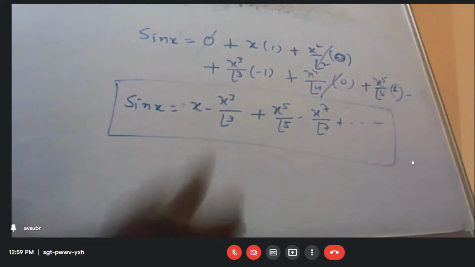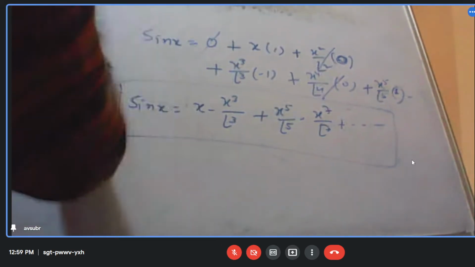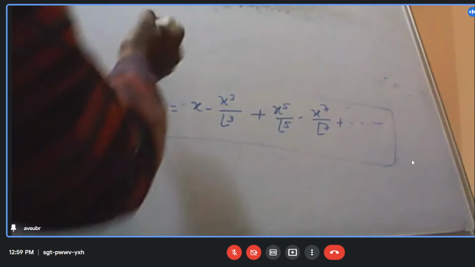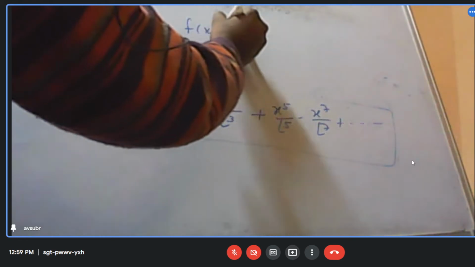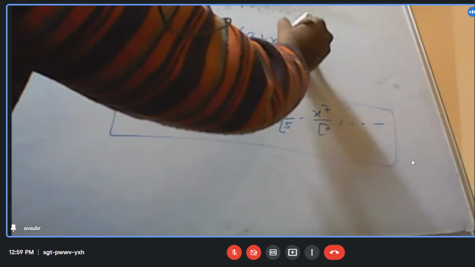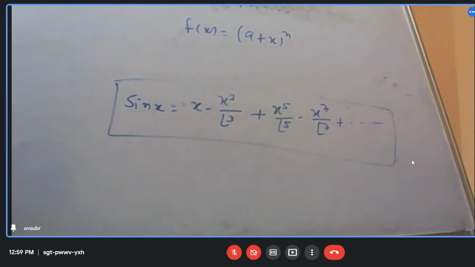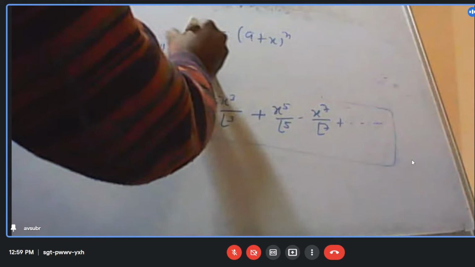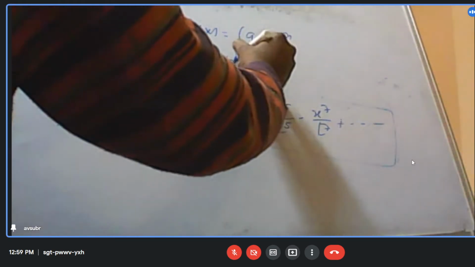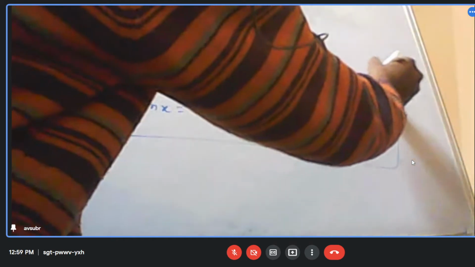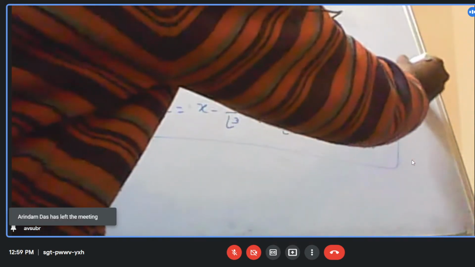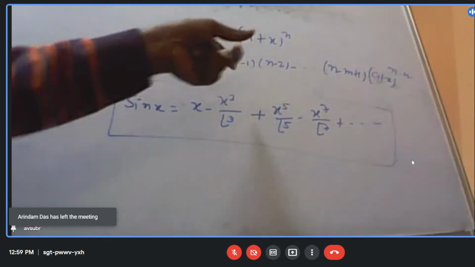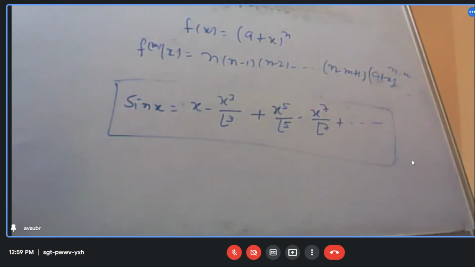Let us take one more example. Let us take the function (a plus x) to the power n. We know the mth derivative of this function is n into (n minus 1) into (n minus 2) and so on, up to (n minus m plus 1), times (a plus x) to the power (n minus m). We have already done this successive differentiation.